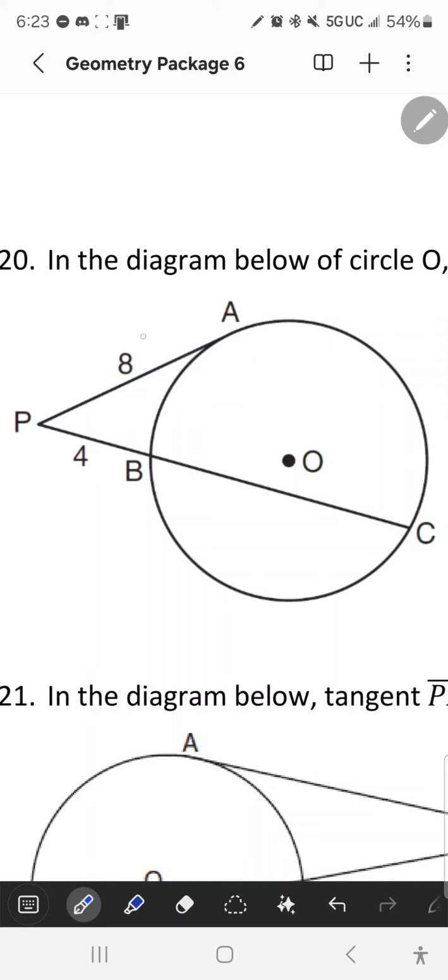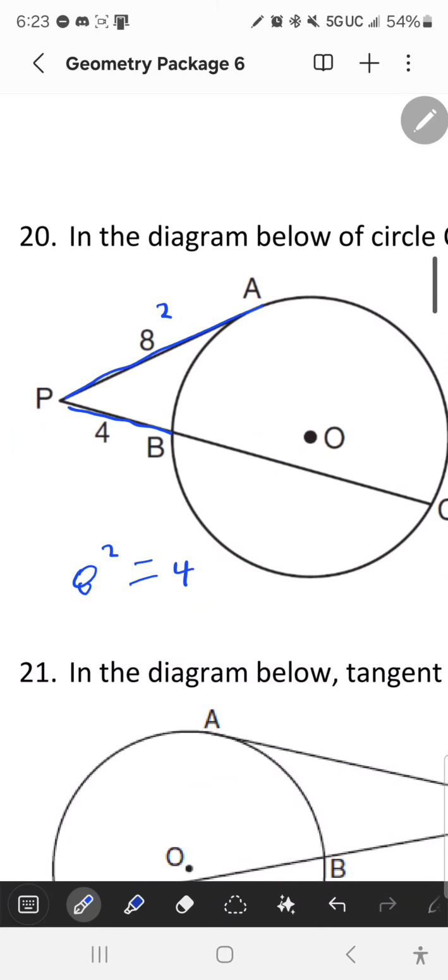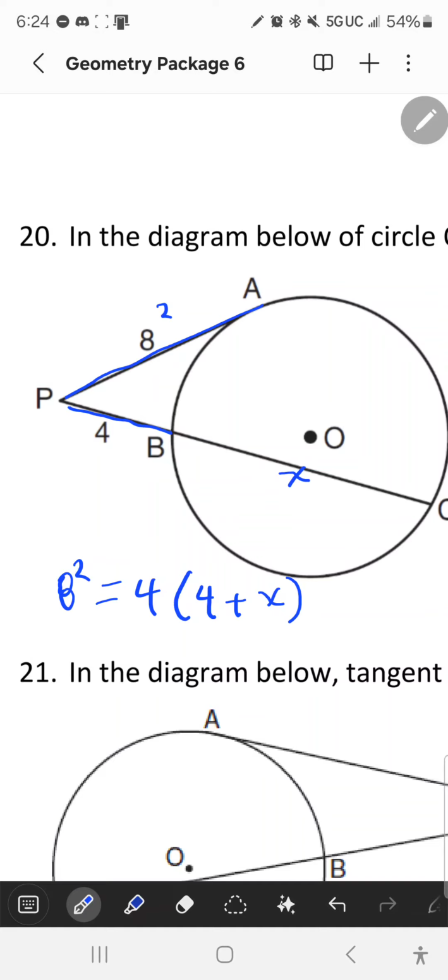So what we do now is that we take this square. So we say the tangent line squared is going to be 8, so 8 squared is going to be equal to the little line times the whole thing. So 8 squared equal 4 times, now is the whole thing, which is going to be 4 plus, I'm just going to say x, so plus x.